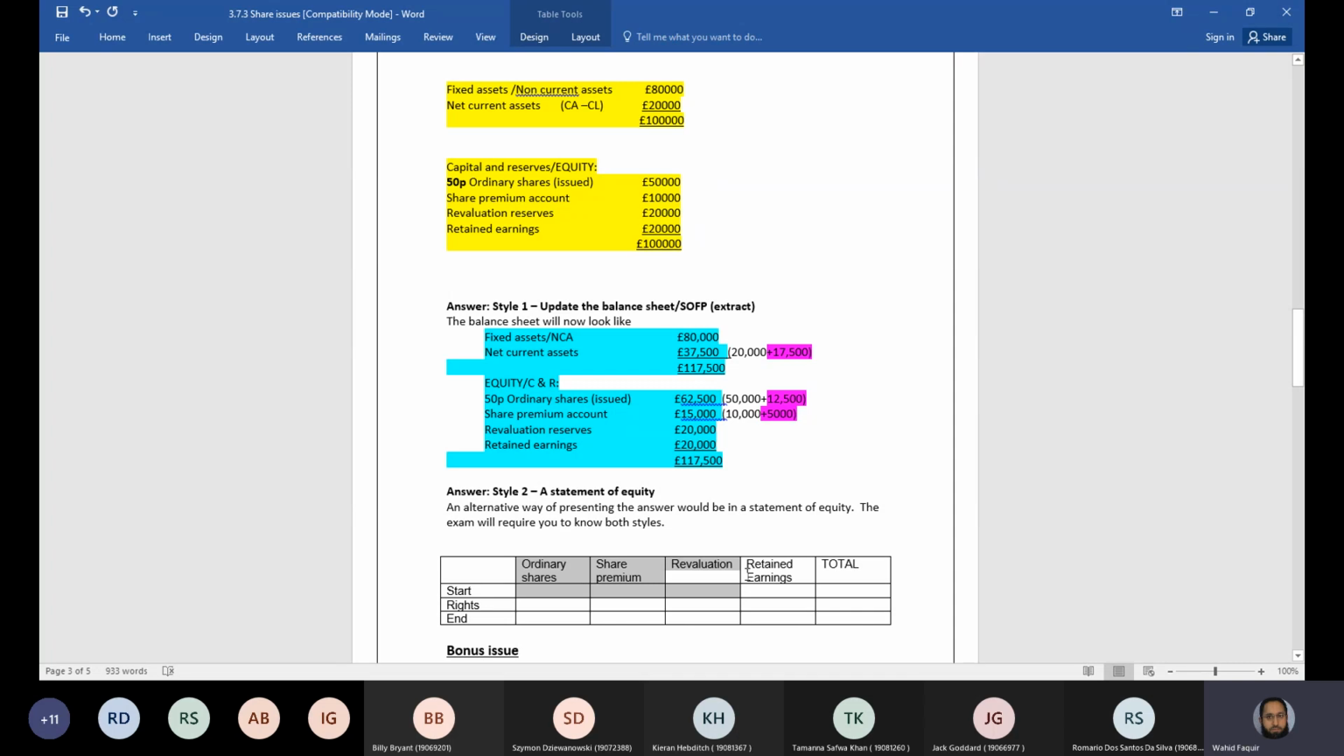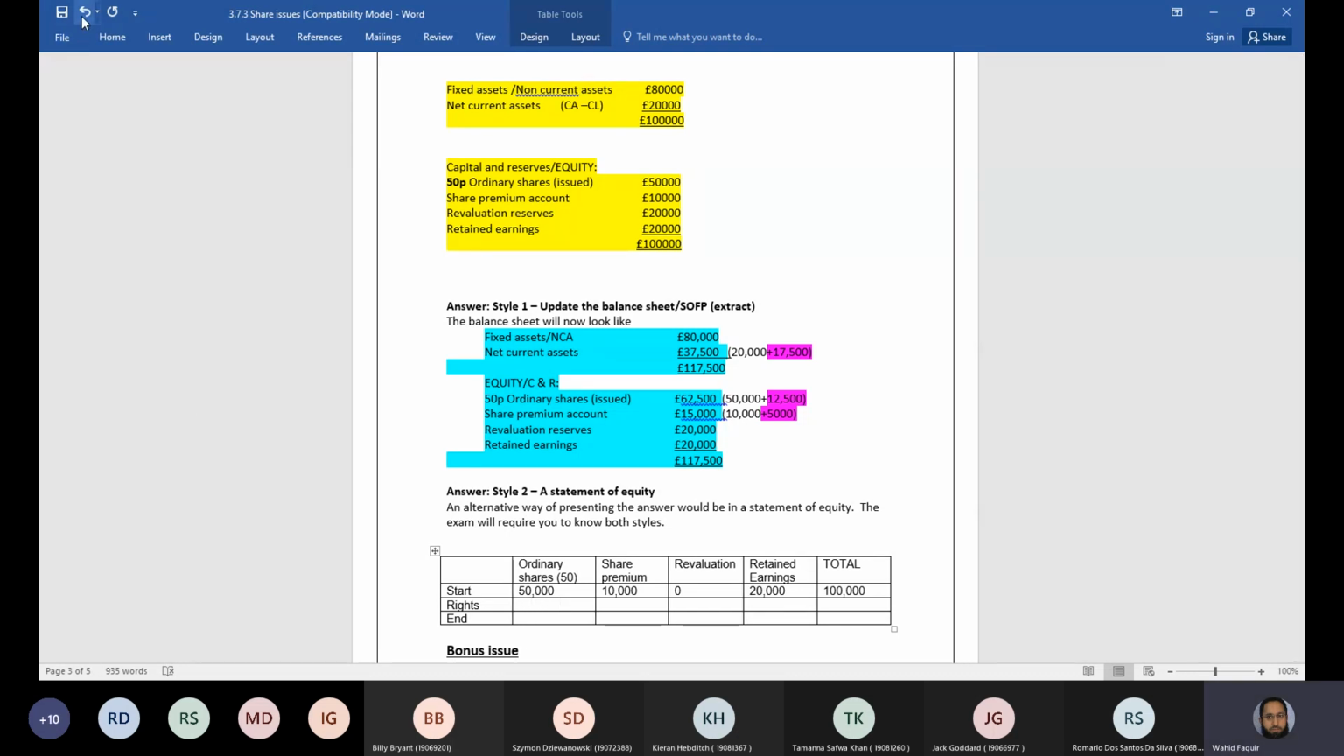So record your start figures. Record the changes. You might not be confident about putting the figures in here, but anything that affects ordinary shares, the nominal value, remember, it's good to put 50p in there as a reminder, it's just to do with the 50p. In other words, it's to do with that 12,500.